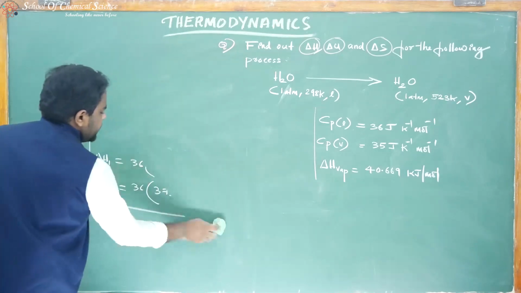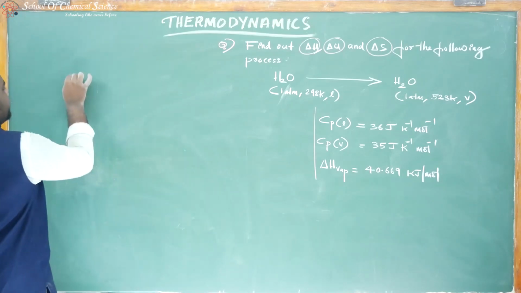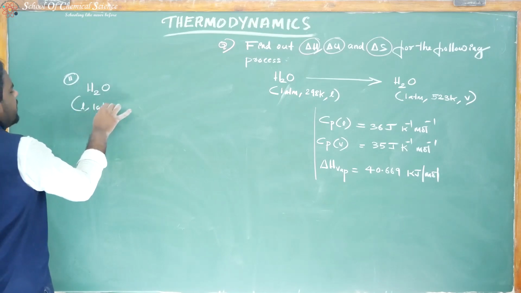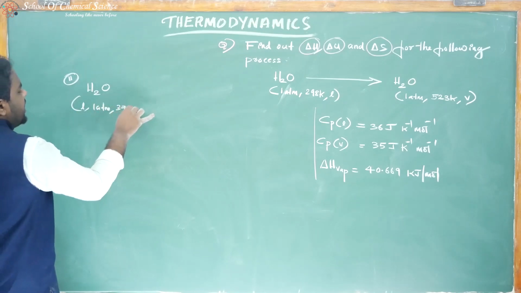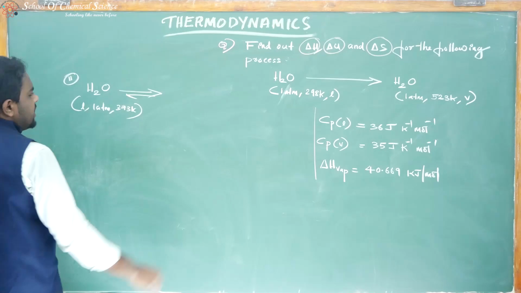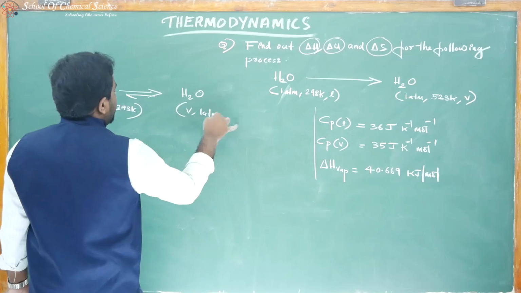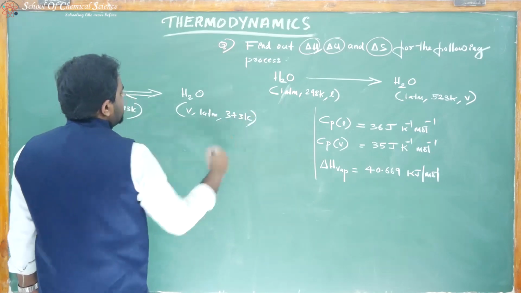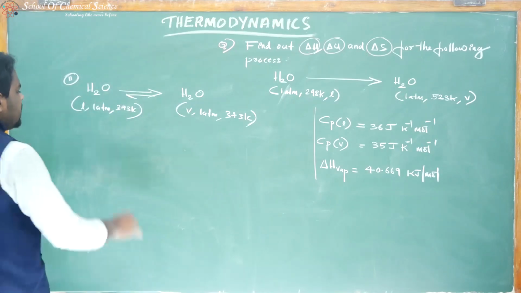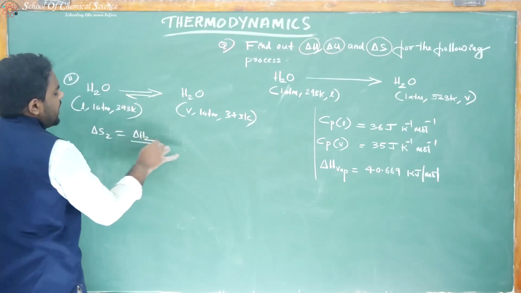What will be the second step? Second step: your H2O liquid at 180 m and 373 Kelvin temperature undergoes a reversible phase transition. That means your H2O is converted into vapor at 180 m and 373 Kelvin. During phase transition, temperature remains constant. Since it is a reversible process, your delta S2 is equal to delta H2 divided by temperature.